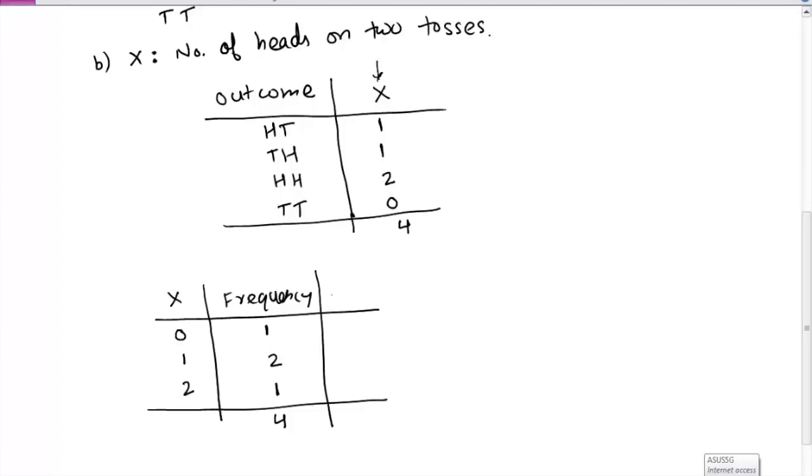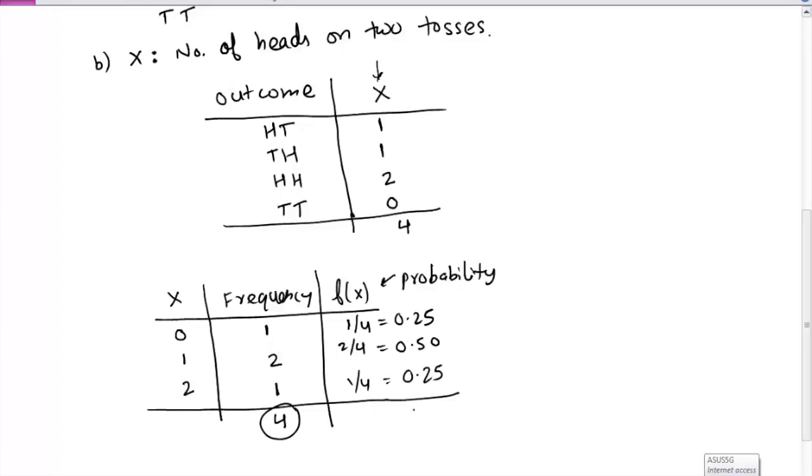Now based on this we can create f of x, which is the probability or chance of an event occurring. For the first row, we can find out what is the chance that X takes value 0. That will be 1 divided by 4, where this 1 comes from the frequency and 4 is the total. So 0.25. Similarly, 2 divided by 4 is 0.50. Again, 1 divided by 4 is 0.25, and the total is 1.